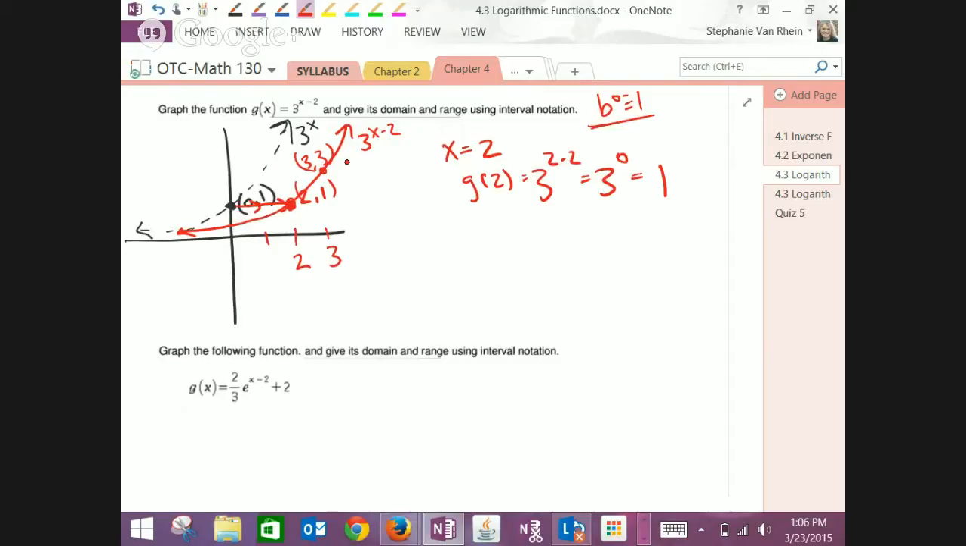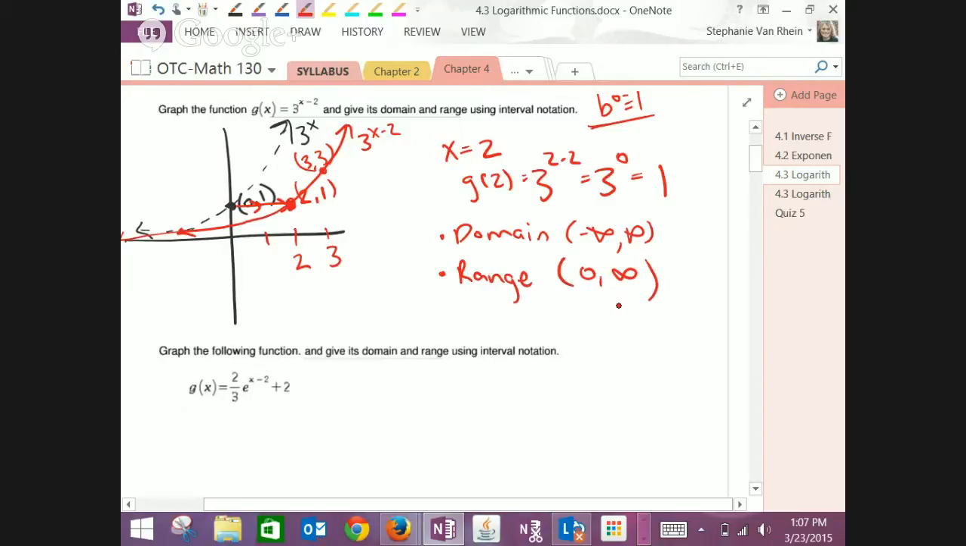So domain is not going to be affected. It's all real numbers, minus infinity to infinity. This keeps going on forever, and this keeps getting larger forever. The range is not affected either from the original function. What is the range? 0 to infinity. Why is it not 1? Does that make sense? The horizontal asymptote starts out being the x-axis, and I didn't shift it up or down any. So my range stays the same.